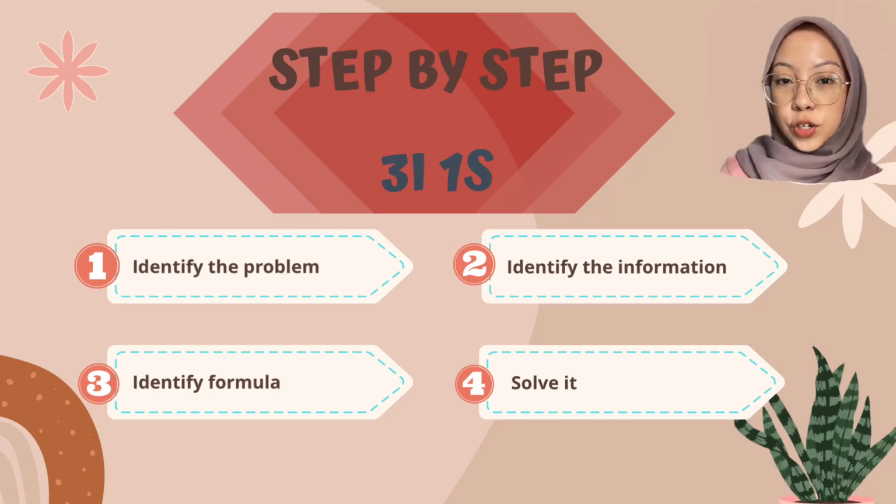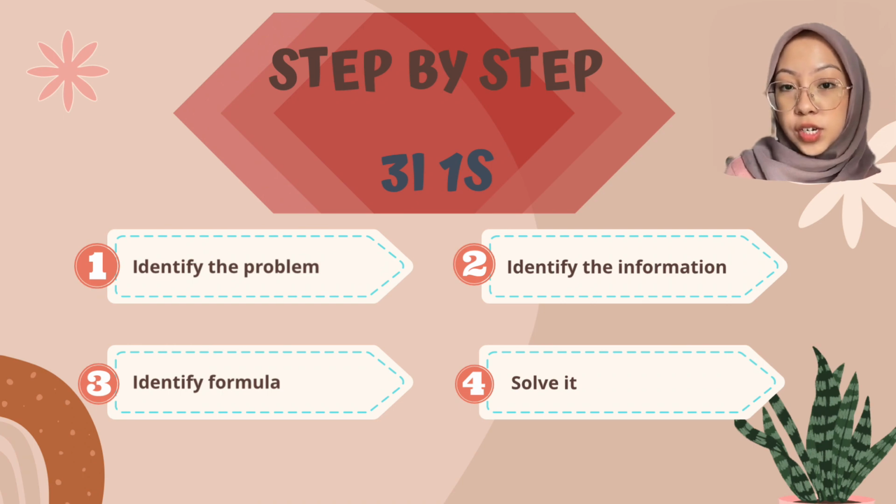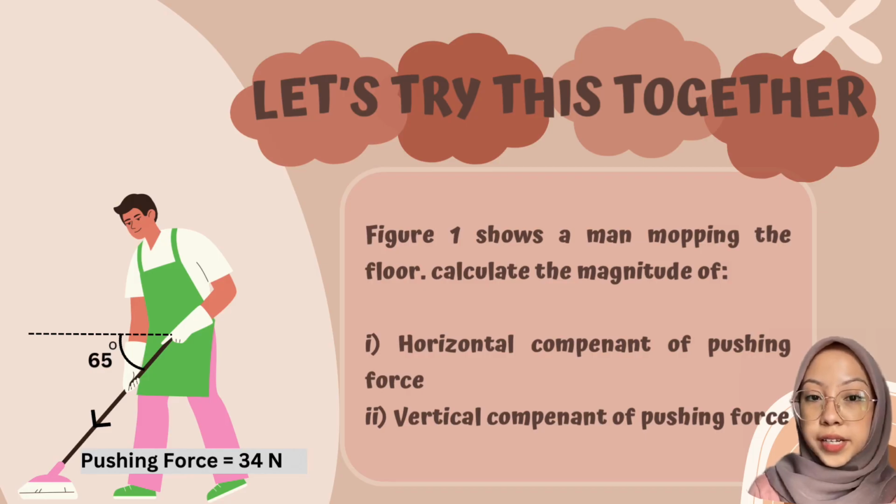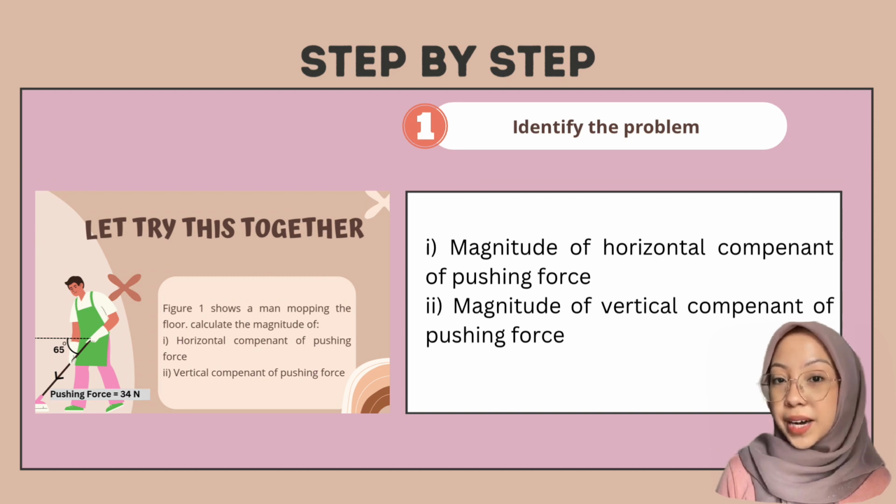Okay, now to make sure you can do the calculation, you can use this 3I1S formula. First, identify the problem. Second, identify the information. Third, identify the formula, and lastly, solve it. Let's try this question together. Figure 1 shows a man mopping the floor. Calculate the magnitude of the horizontal component of the pushing force and the vertical component of the pushing force. Okay, we will make it step by step.